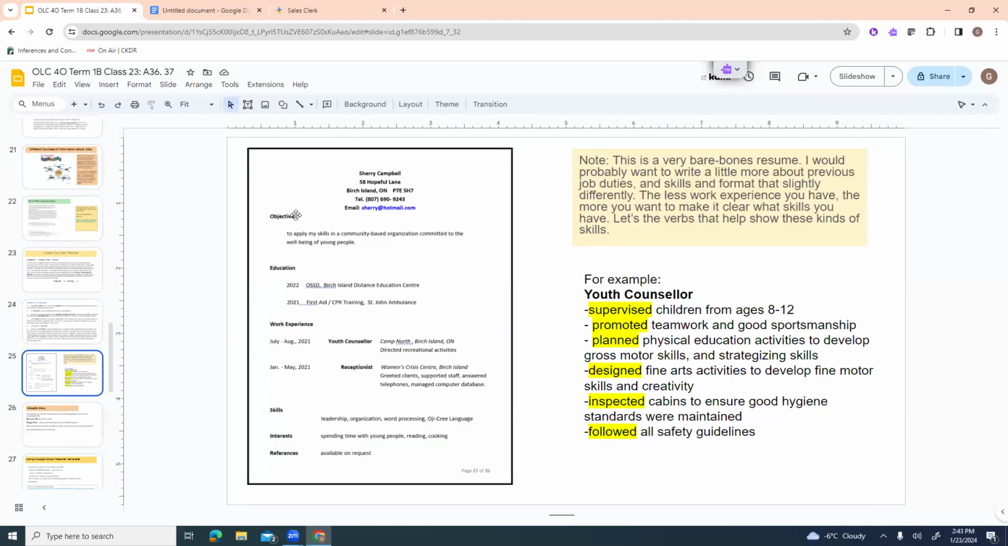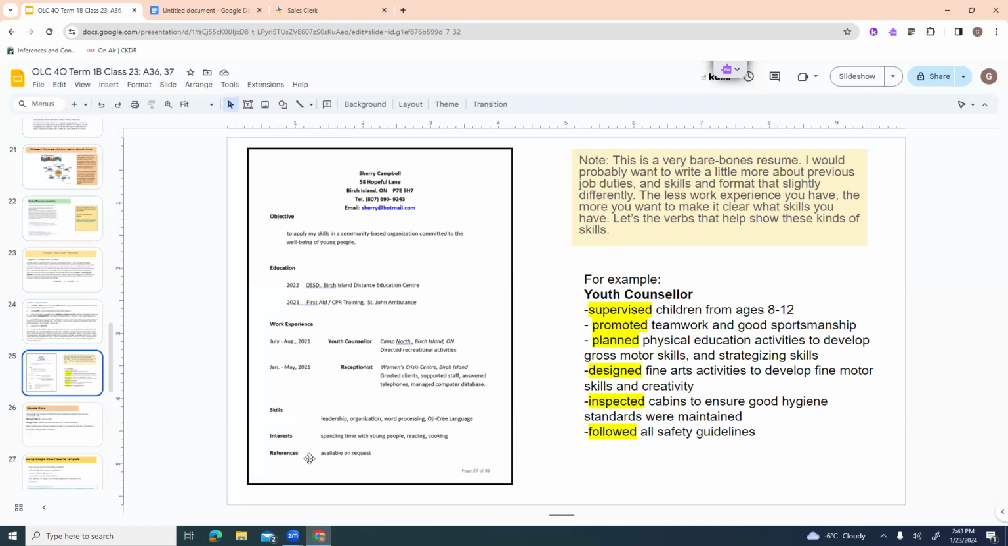Okay, so here was an example of one that's filled out. There's a blank one in your unit where it wouldn't have all this information. It would just have objective, education, work experience, skills, interests, and references. Now, this is a pretty bare bones resume. I would probably want to write a little bit more about my previous job duties and skills, and I might format it a little bit differently.